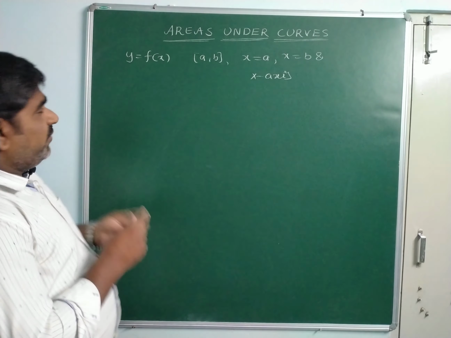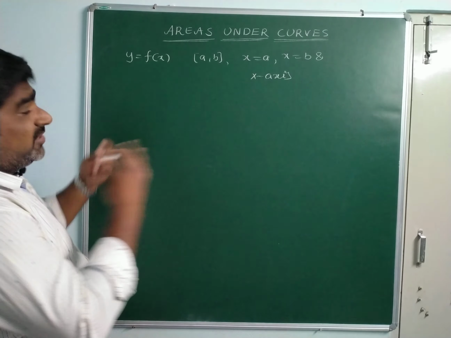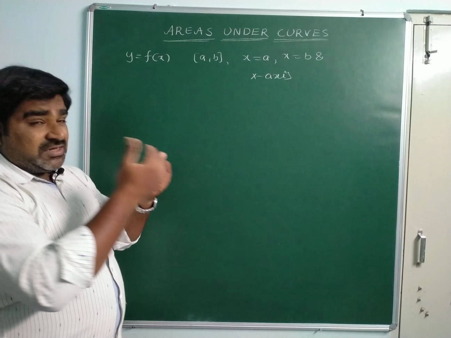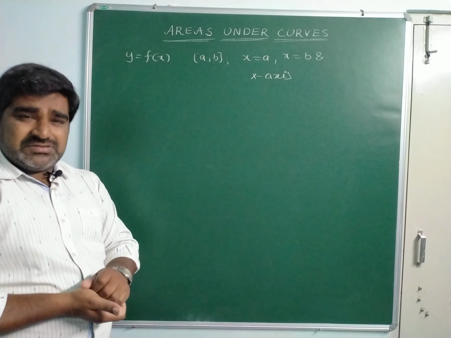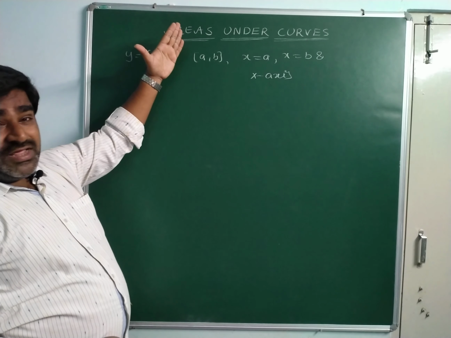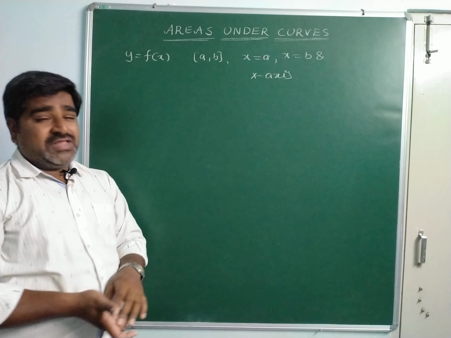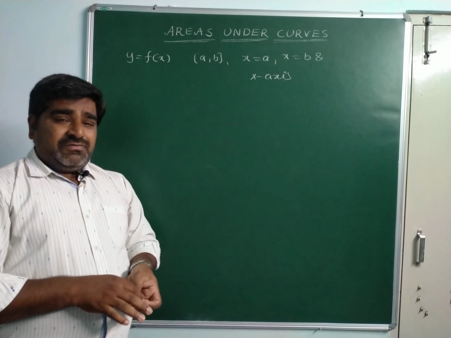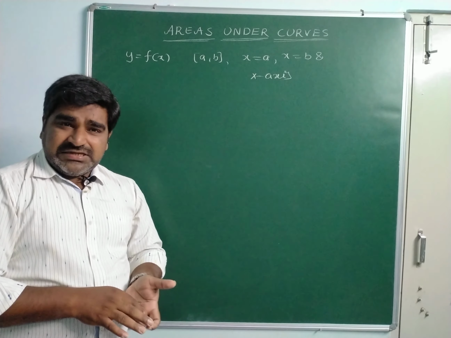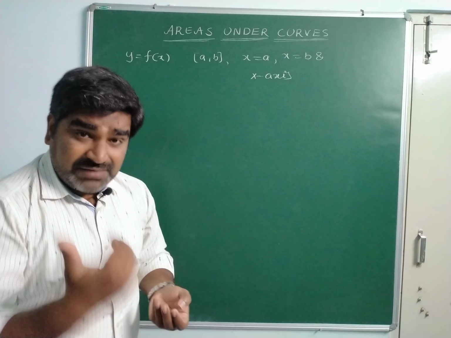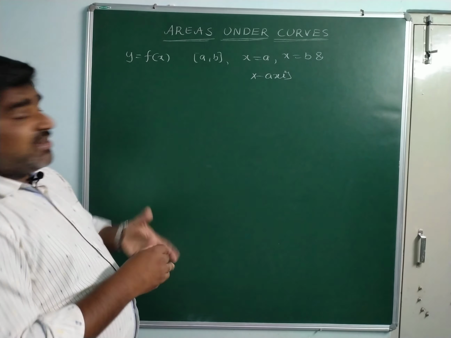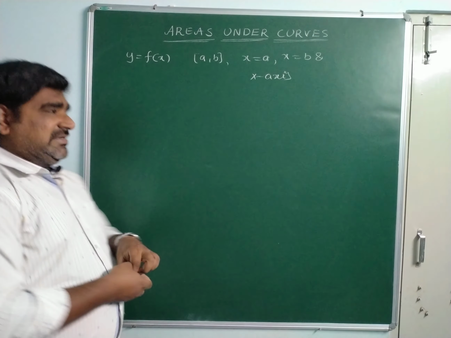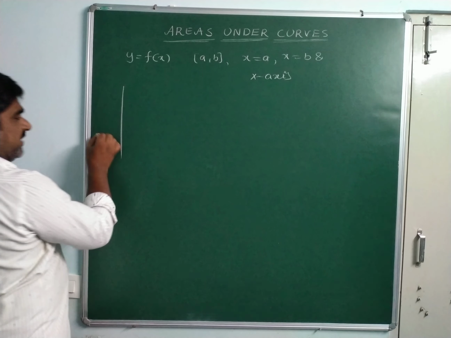For that, first of all, we have to find out where the curve is: whether the curve completely lies above the x-axis, or completely lies below the x-axis, or some part of the curve lies above the x-axis and some part lies below the x-axis. Three cases arise when a single curve is given.